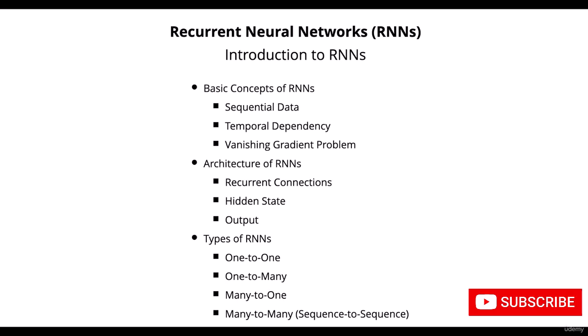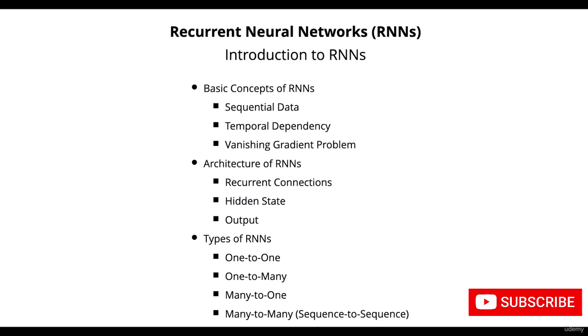First one is the recurrent connections. RNNs have recurrent connections that allow information to persist over time by feeding the output of the network back to itself at the next time step. The hidden state. At each time step, RNNs maintain a hidden state vector that summarizes the information processed up to that point. Output.